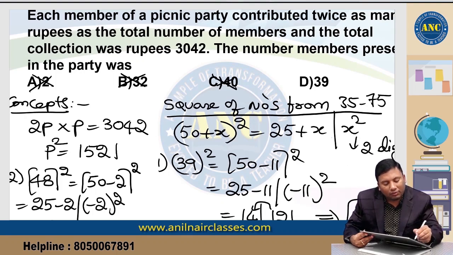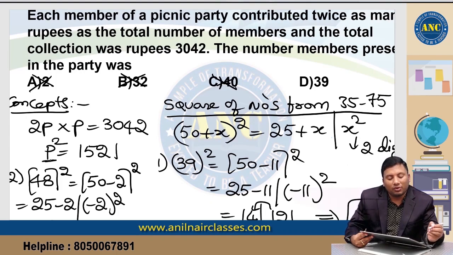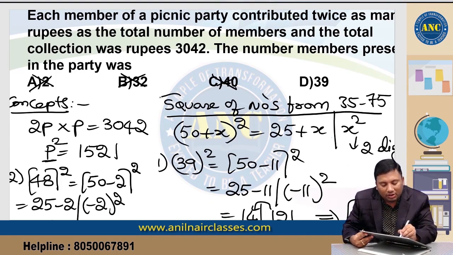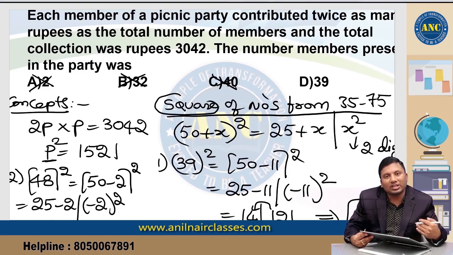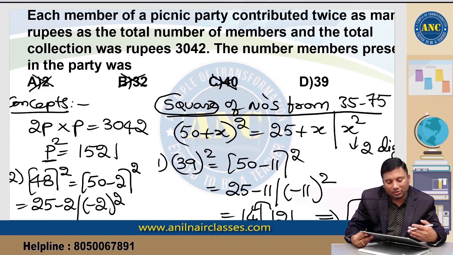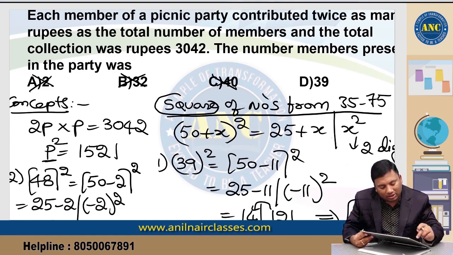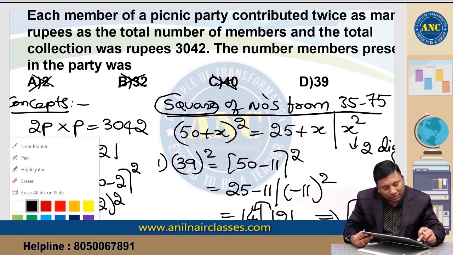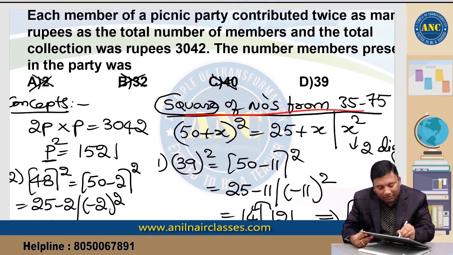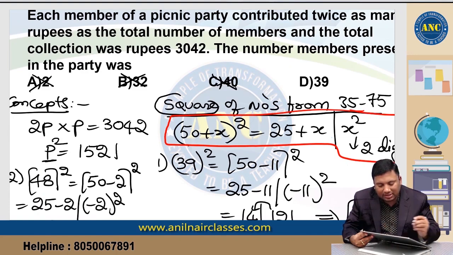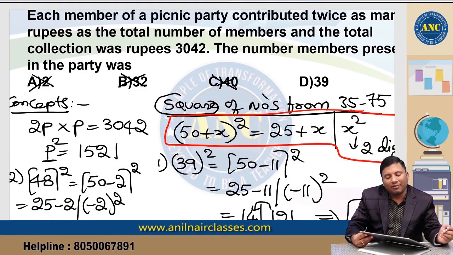P square equivalent to 1521. We have found out which value on squaring gives 1521. This is by using square logic. Now I will explain the square root logic. I hope the idea is clear, right? P square is 1521. You can use this logic to find the squares from 35 to 75. 50 plus x whole square is nothing but 25 plus x slash x square.